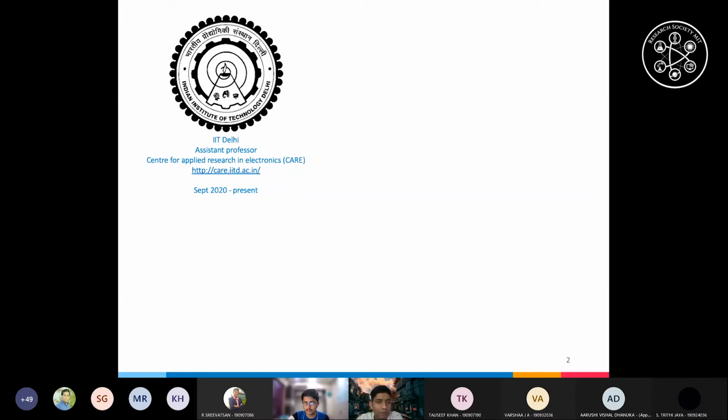So at present, I am assistant professor in the Center for Applied Research in Electronics. This is a center in IIT Delhi. In IIT Delhi, we have departments and we have centers. The center specializes more in research. We don't have an undergrad course; we have MTech and PhD courses. But the main focus of the centers in IIT Delhi is towards research. Apart from the Center for Applied Research in Electronics, there are the Center for Biomedical and the Center for Energy, etc.